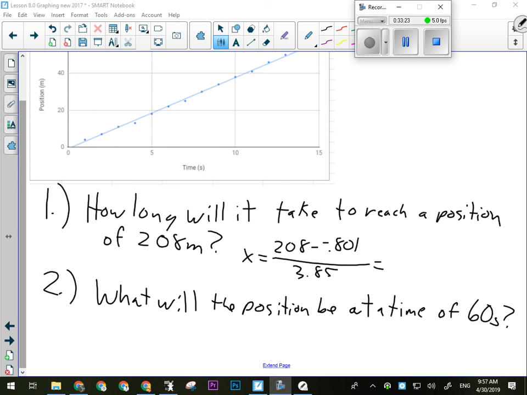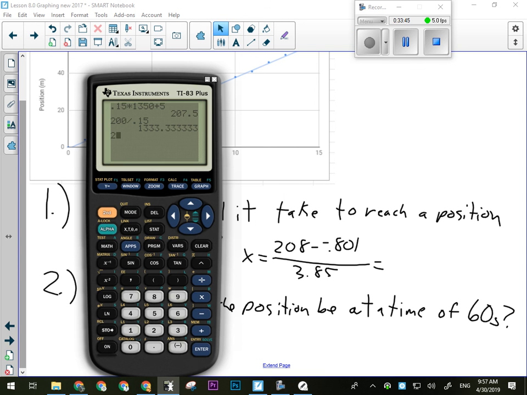If we're looking at question number 1 here, we're solving for an x value, how long it will take. So we're taking our y value, 208, and subtracting our y-intercept, but our y-intercept is negative. If you look closely at the equation, it's negative 0.801, so you have to take that into account. So we're looking at 208.801 divided by 3.85. It's going to take 54.2 seconds for it to do that.